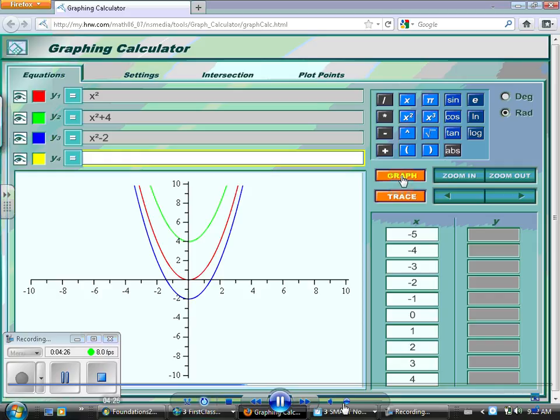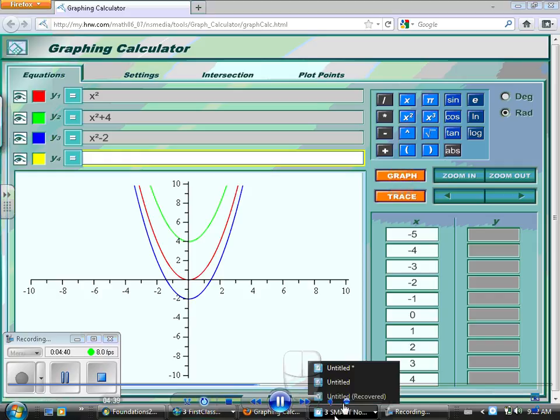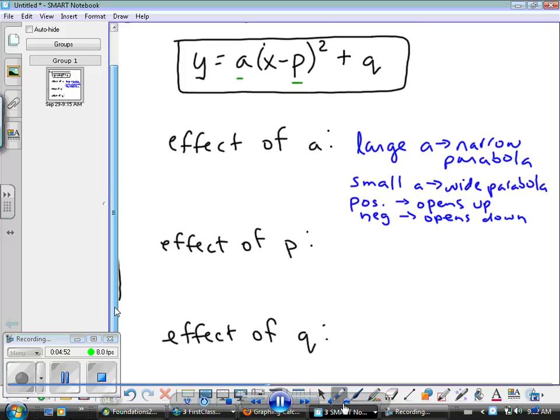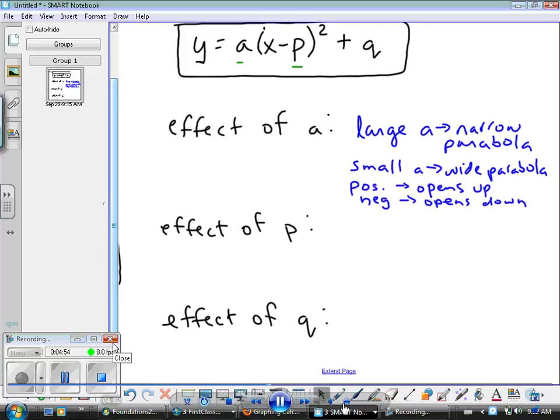And what you see is you've got 3 parabolas. They're the exact same shape, and there's just an up and down shift. Okay, so the x squared one just crosses at the origin. x squared plus 4 is actually shifted up 4 units, and x squared minus 2 is shifted down 2 units. Okay, so that's pretty simple. The effect of q: if q is positive, you're going to have an upward shift, and if q is negative, you're going to have a downward shift.